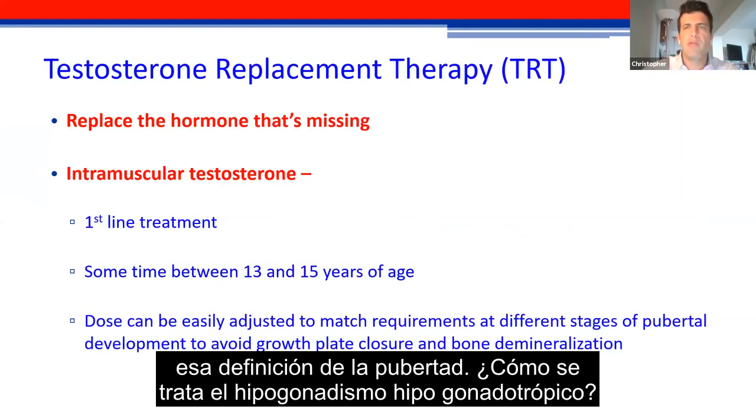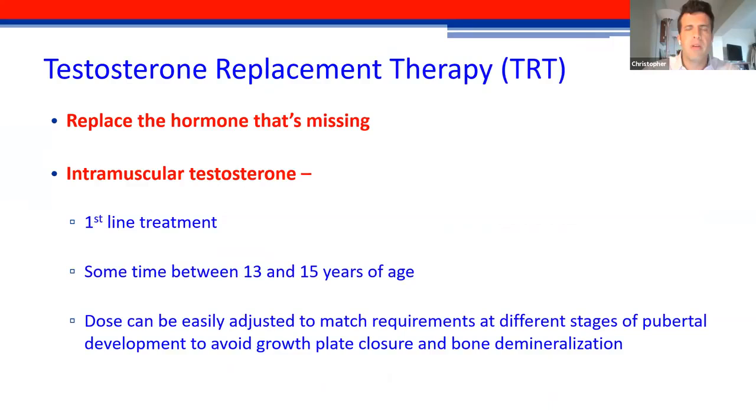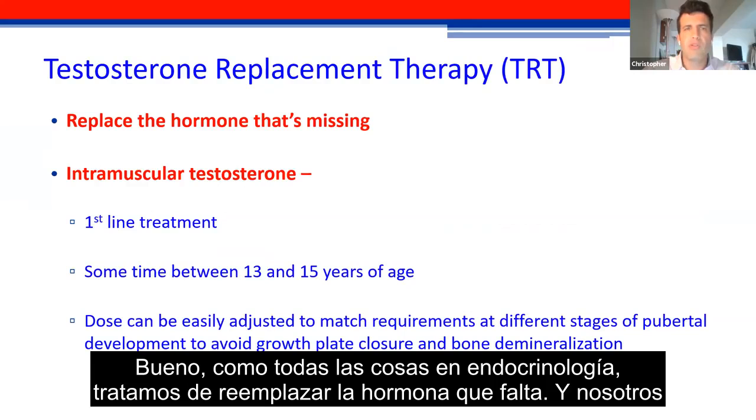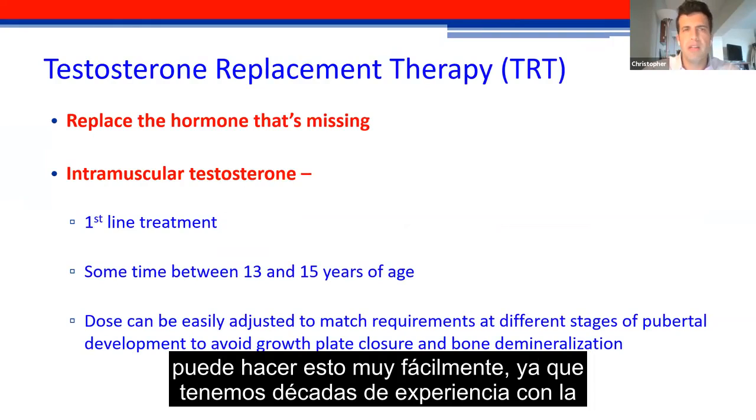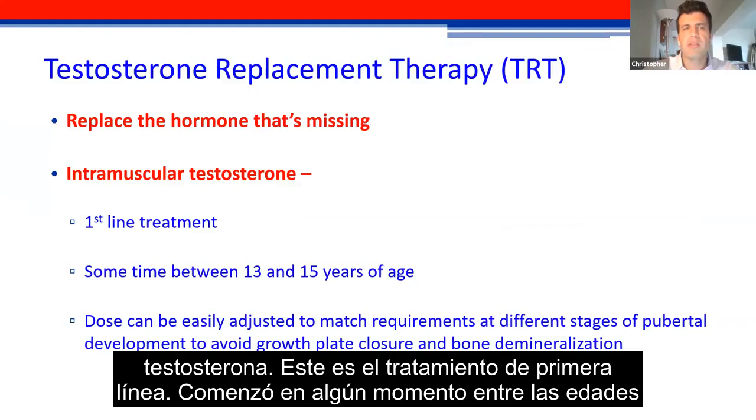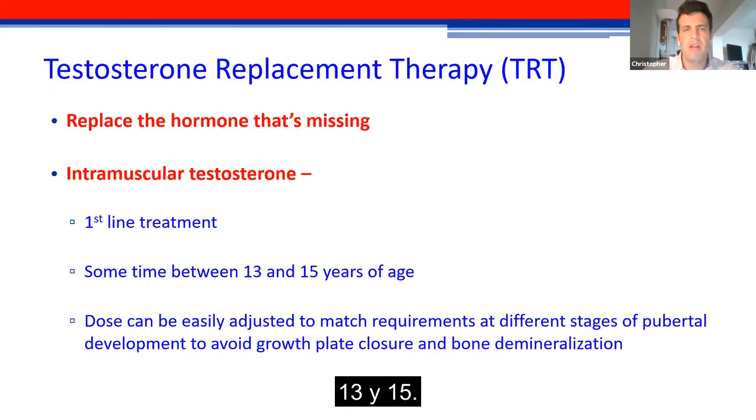How do we treat hypogonadotropic hypogonadism? Well, as in all things in endocrinology, we try to replace the hormone that's missing. And we can do this very easily, as we've had decades of experience with intramuscular testosterone. This is the first line treatment.